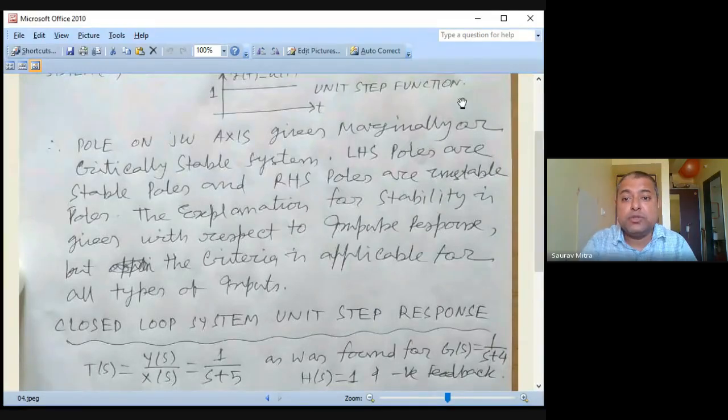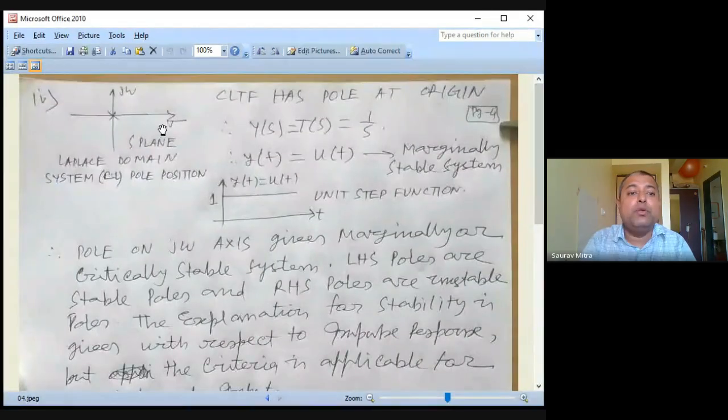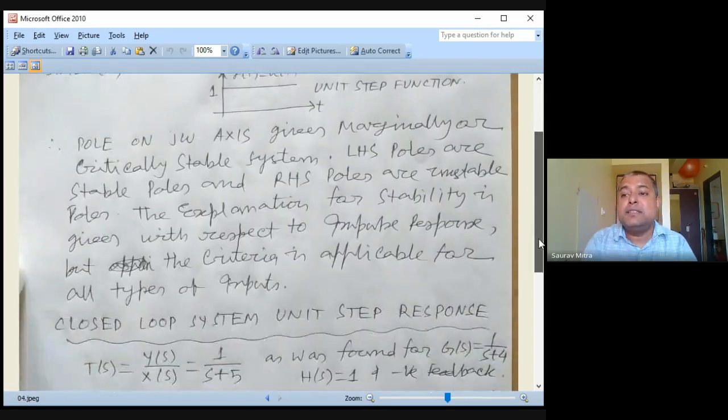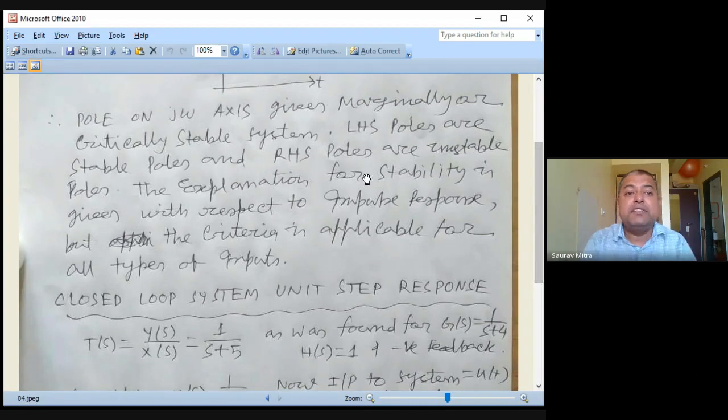In the last case, shown here on this page, the pole is on the j omega axis. There can be many poles on the j omega axis. Here it is 1 by S, which means y(t) is equal to u(t). So this is a special case. This is neither stable nor unstable. This is called a marginally stable or critically stable system. We don't design a critically stable system.